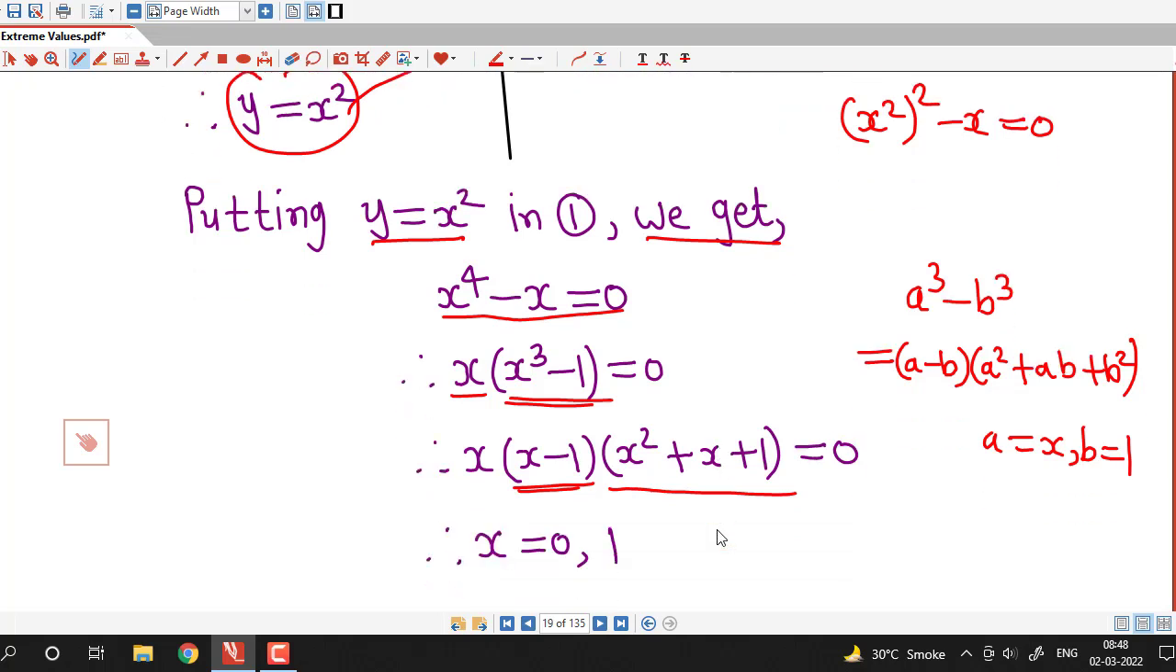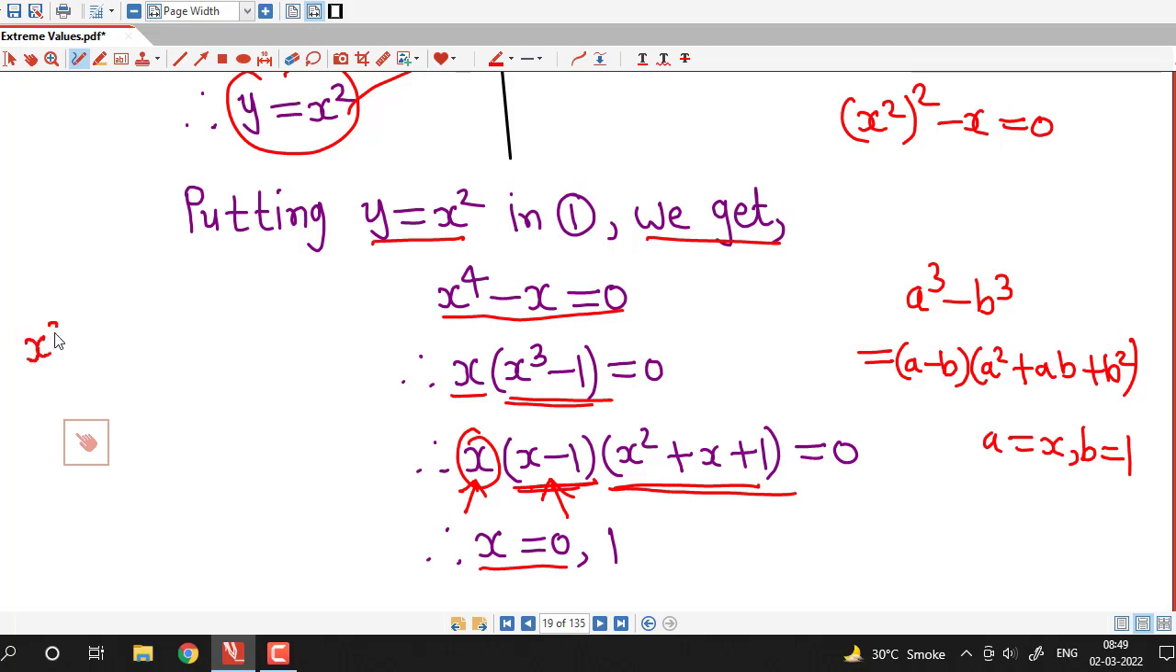So there are three possibilities: x equal to 0, x minus 1 equal to 0, and x square plus x plus 1 equal to 0. From the first possibility we will obtain x equal to 0. This factor will give us x equal to 1.